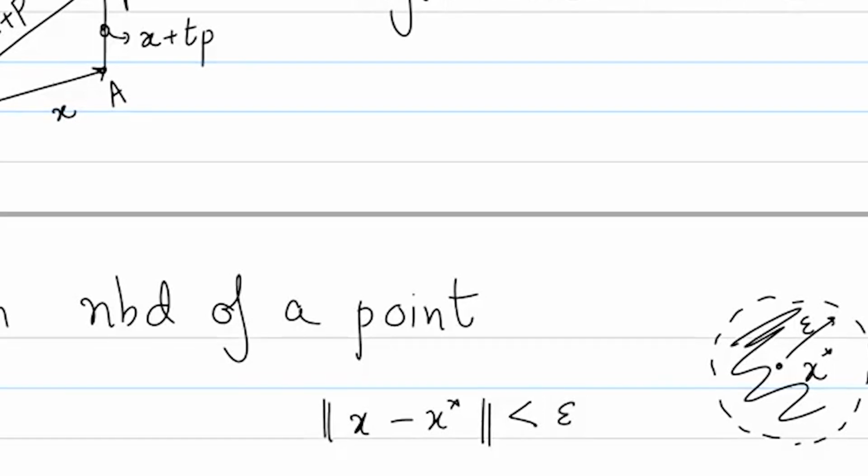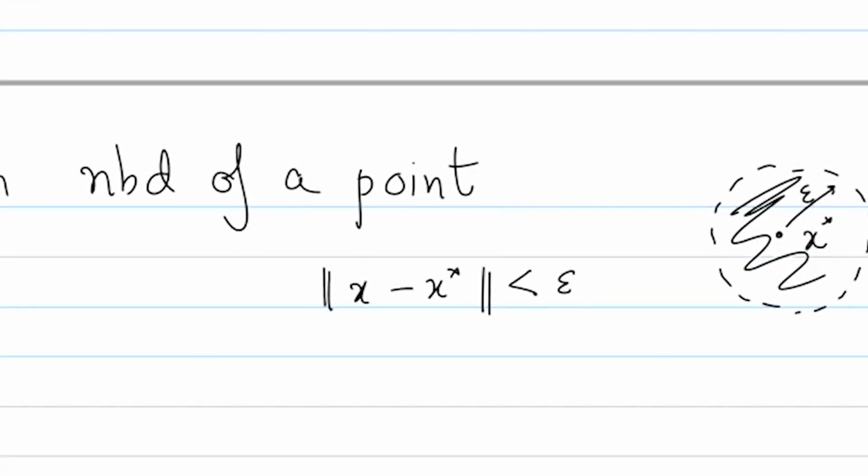Less than or equal to would include the boundary, that would be a closed neighborhood. Alright, so we have all the nuts and bolts in place. Let's write down our first order condition. So I'll write it down and then we will interpret it. It's very straightforward. It is the generalization of what you had expected from calculus of a single variable.